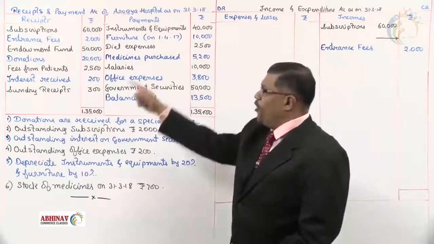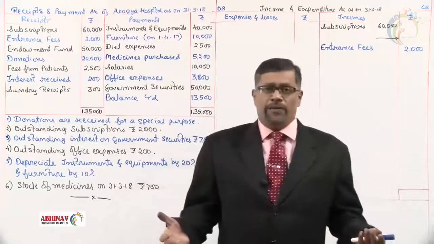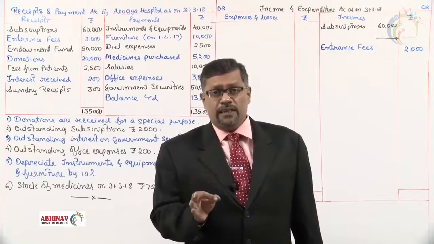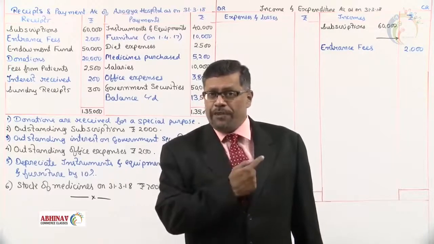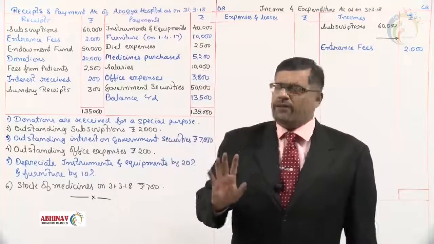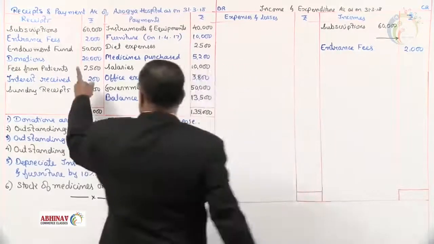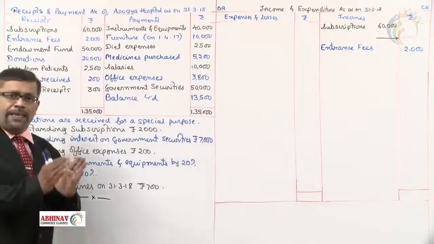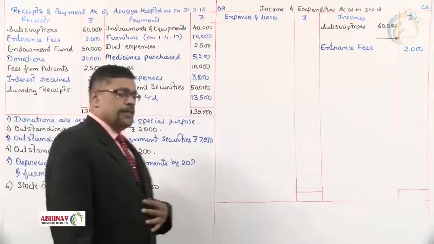Next, endowment fund. Endowment fund, as we have learned in the earlier videos, is a capital receipt. Capital receipt is not to be entered in the income and expenditure account. Where we enter it, we'll see afterwards. But in this account, the endowment fund of 50,000 is not to be taken as it is capital in nature.